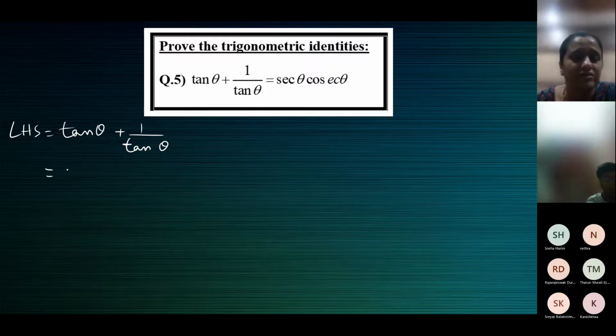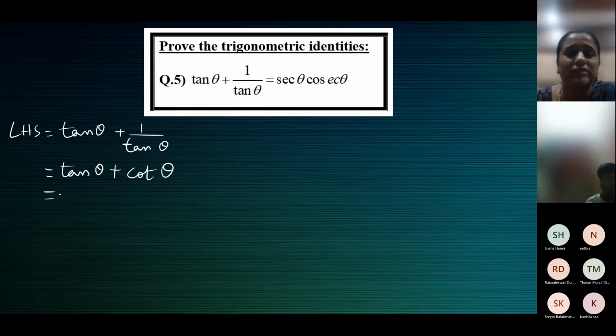Now, this is the LHS, tan theta plus 1 by tan theta. So this is nothing but tan theta plus, what is 1 by tan theta? Cot theta. 1 by tan theta is cot theta. Now we'll go by the rule that wherever we have tan and cot, we'll have to change it to sin and cos. So tan theta is equal to sin theta by cos theta, and cot theta is equal to cos theta by sin theta.